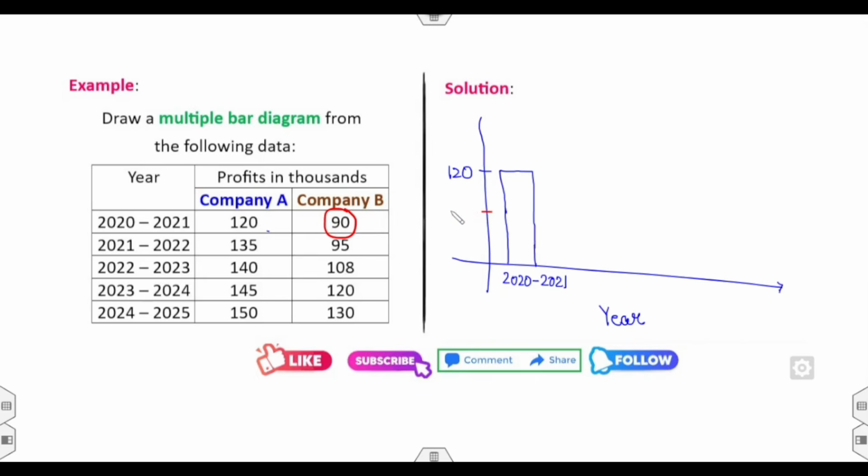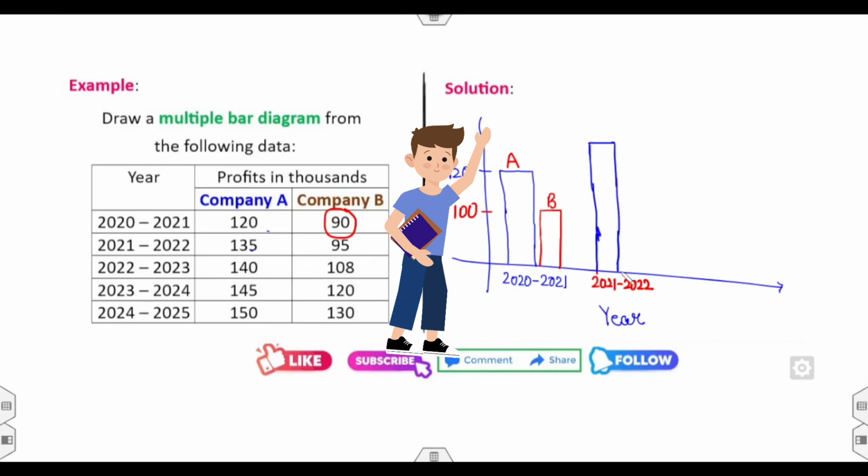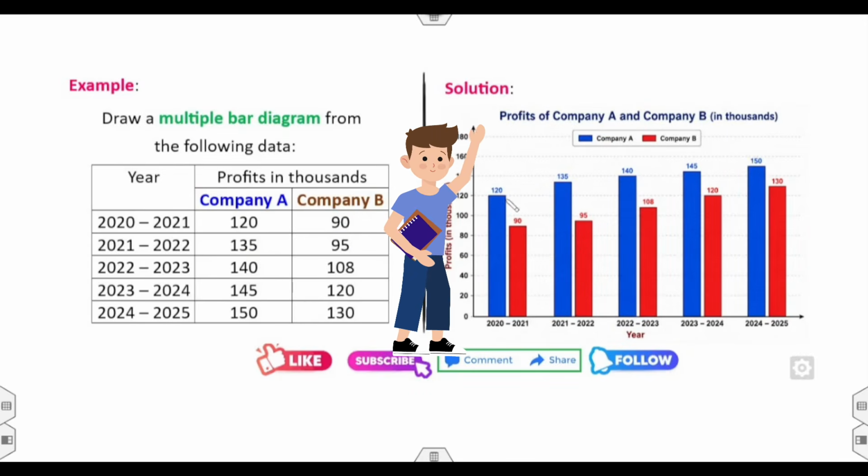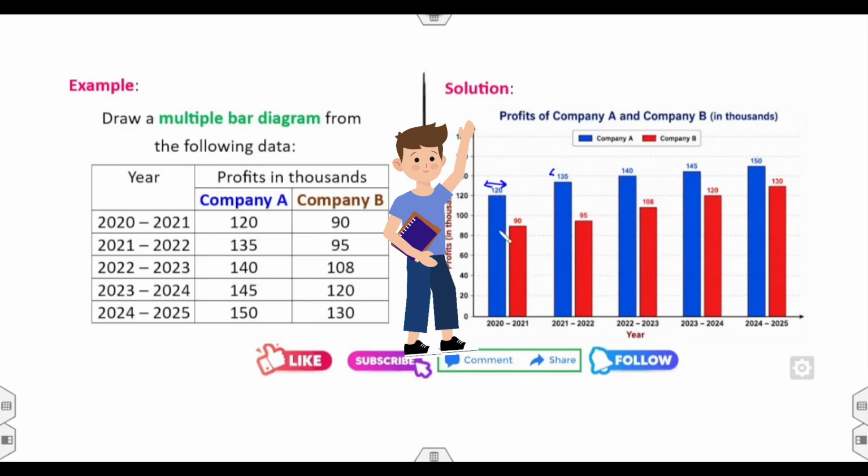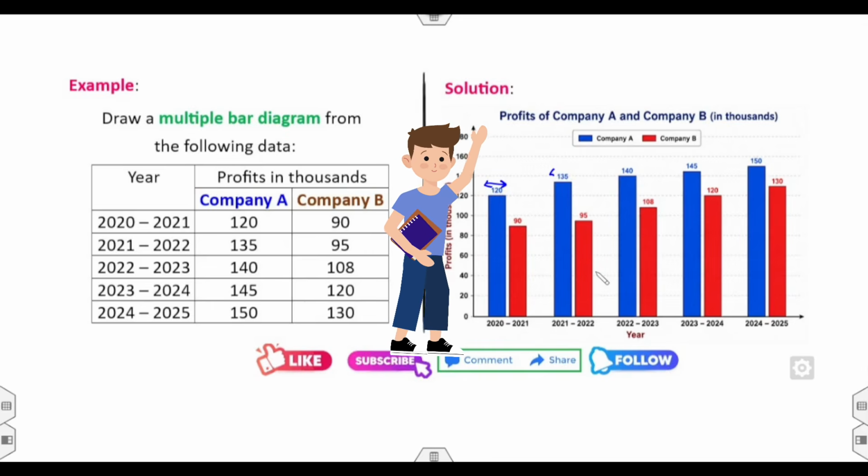So let's say this is my 100. So 90 is here, and you can put a small gap. So this is for company B, this is for company A. Now similarly for 2021 to 2022, I can put blue color for company A. So the height is up to 135. Fine. And the red color for company B. So make sure again the width must be the same and the gap must be similar. So blue color represents company A, red color is for company B.